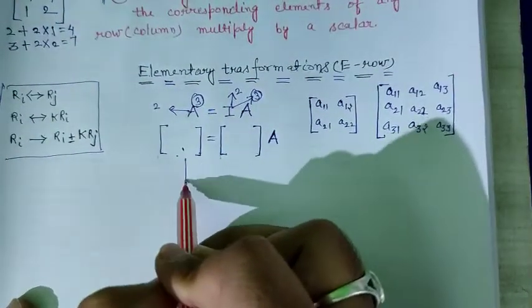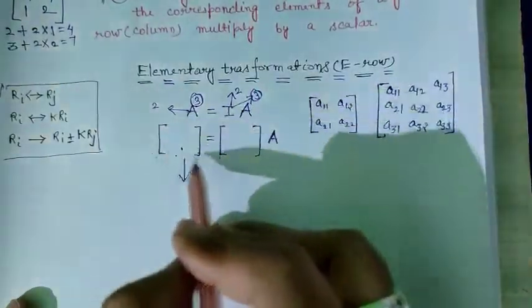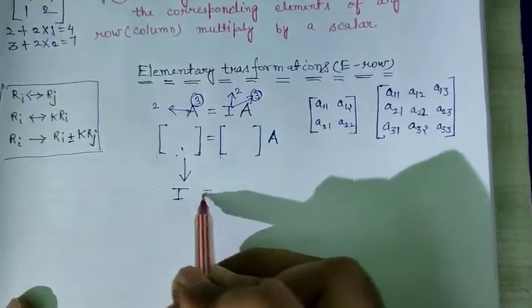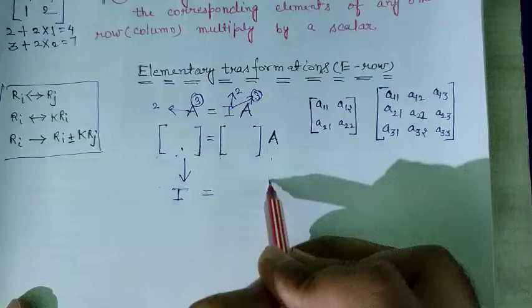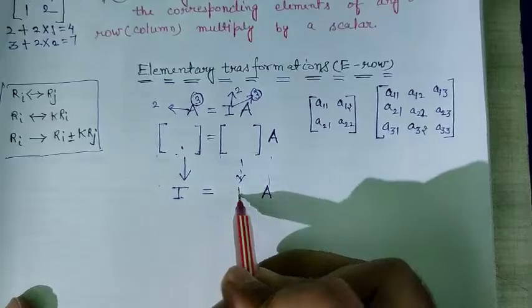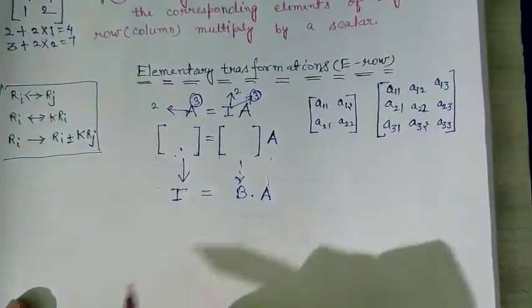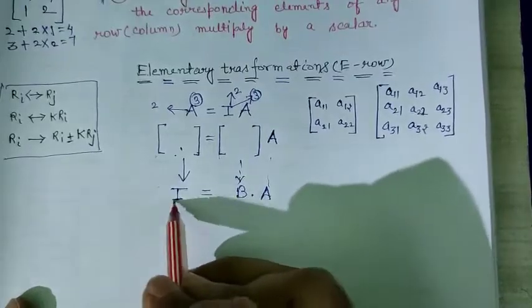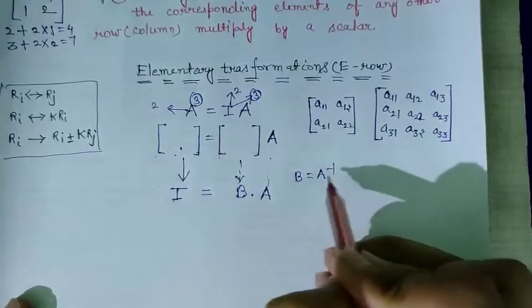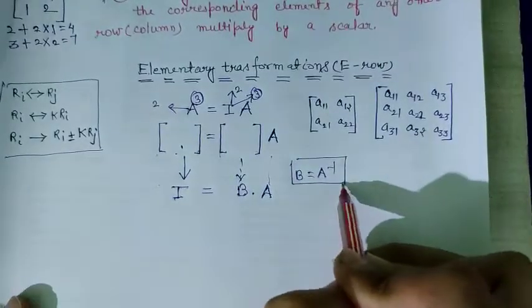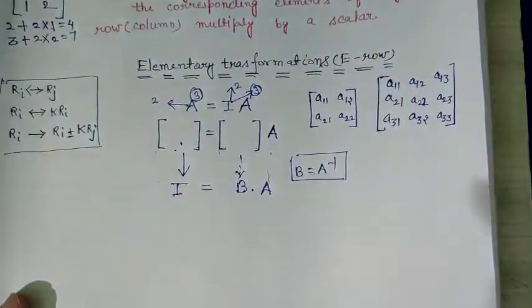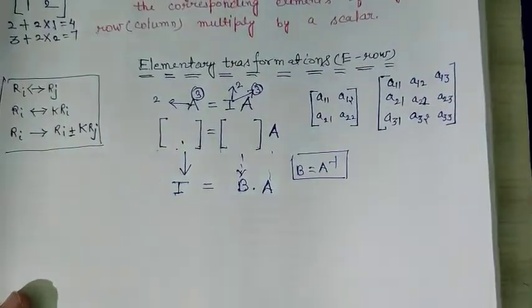Now by using elementary row operations, we'll try to convert it into I, and this will remain as it is, and correspondingly this will be converted into another matrix, say B. If I am getting BA equal to I, then B will be the inverse of A by the definition of the inverse of a matrix, as we have studied. We will do this process to find the inverse of a matrix.